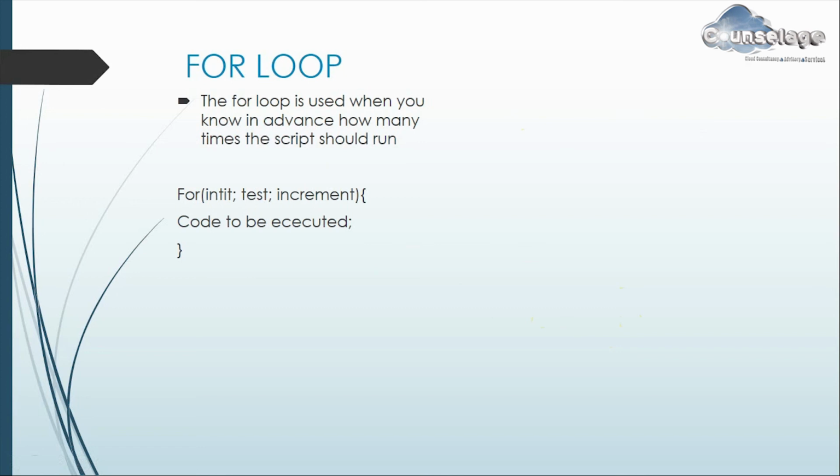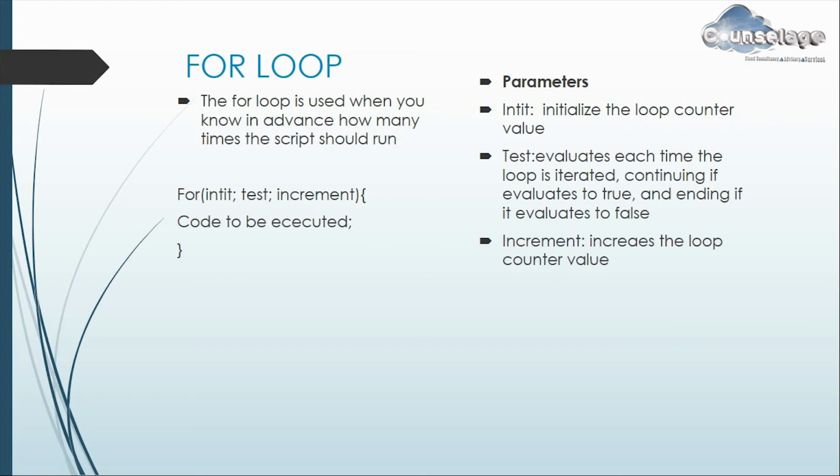For loop. The for loop is used when you know in advance how many times the script should run. Syntax is for, init, then test, then increment, and then code to be executed. The for loop has the following parameters. Init, it initializes the loop counter value. Then test, it evaluates each time the loop is iterated, continuing if it evaluates to true and ending if it evaluates to false. And then increment, increases the loop counter value. Even you can have here decrement, it will decrease the loop counter value.